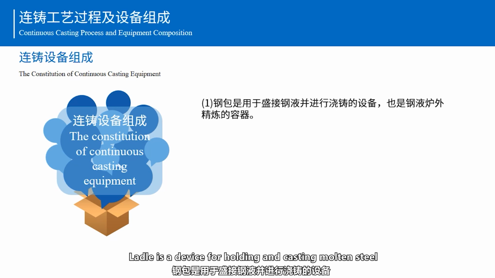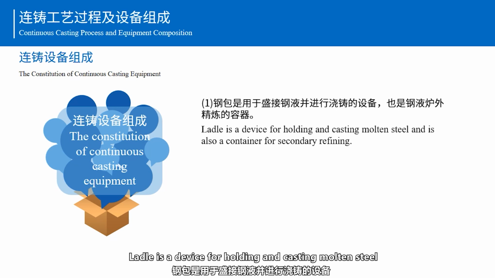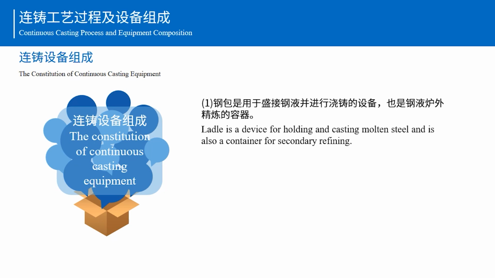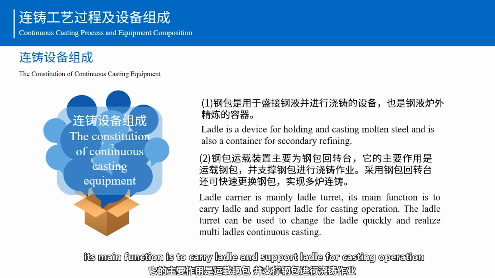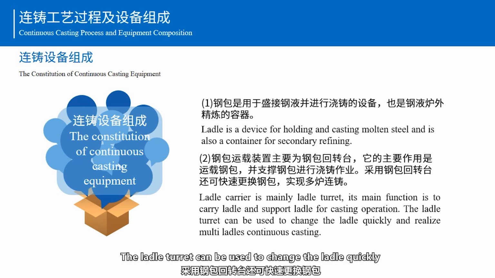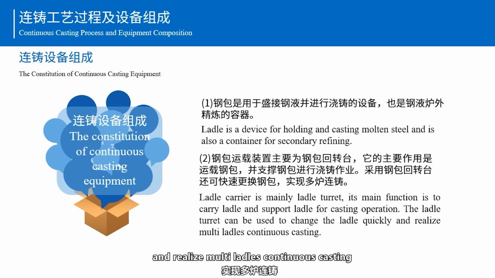Ladle is a device for holding and casting molten steel and is also a container for secondary refining. The ladle carrier is mainly a ladle turret. Its main function is to carry and support the ladle for the casting operation. The ladle turret can be used to change the ladle quickly and realize multi-ladle continuous casting.